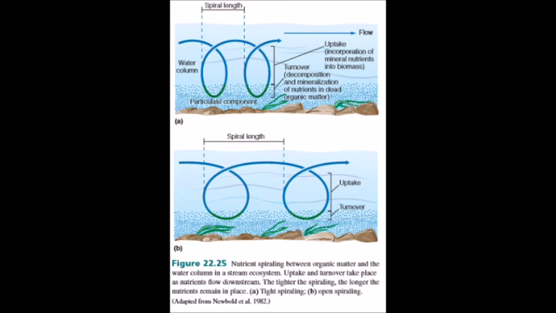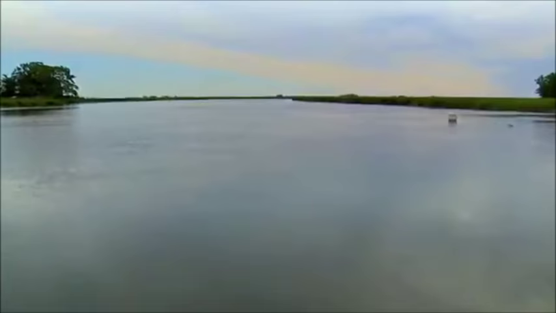The process of recycling, retention, and downstream transport may be pictured as a spiral lying horizontally or longitudinally in a stream. One cycle in the spiral is the uptake of an atom of nutrient, its passage through the food chain, and its return to water for further use. Spiraling is measured as the distance needed to complete one cycle. The tighter the spiraling, the longer the nutrients remain in place.